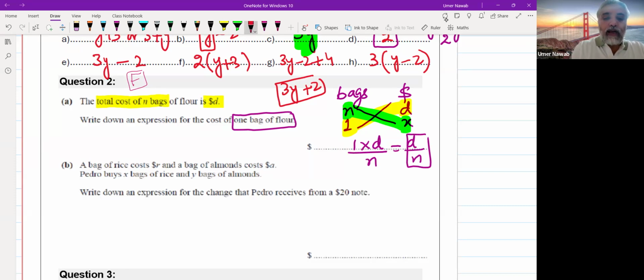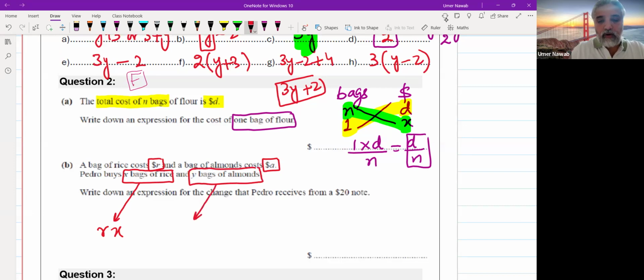Next, a bag of rice is R dollars. A bag of almonds is $8. How many bags of rice do I have? X bags. So the price of X bags will be RX. I can write RX or XR, both are fine. So what is the price of Y bags of almonds? Obviously, that would be AY. But I am actually looking for the change, because I'm giving or using $20 notes. So what will be the change?